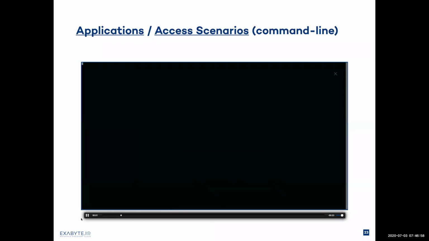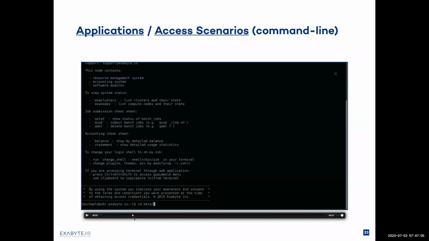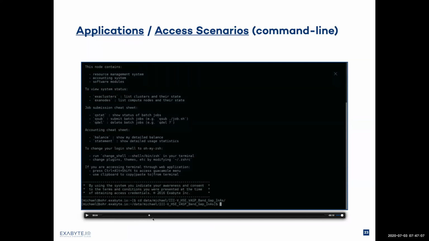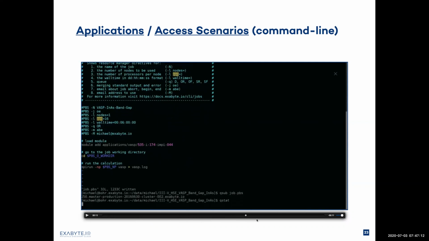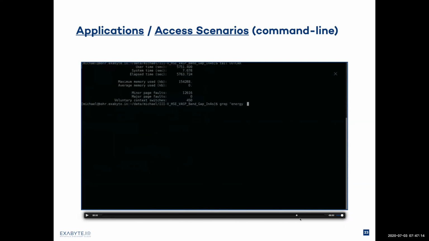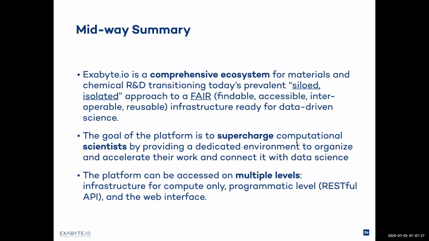This is how we can create a batch script by navigating to the platform, opening the right-hand sidebar first, and then clicking terminal, and then editing a batch script to submit the calculation, monitoring it, and extracting the result in the end, right? So that's the familiar workflow to computational material sciences today. So here is the midway summary of what I just explained.